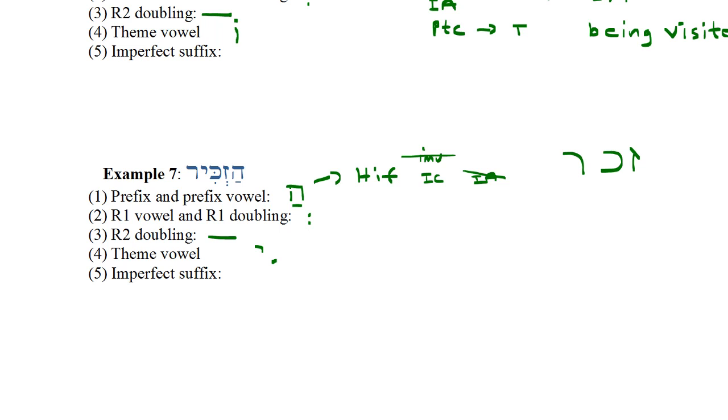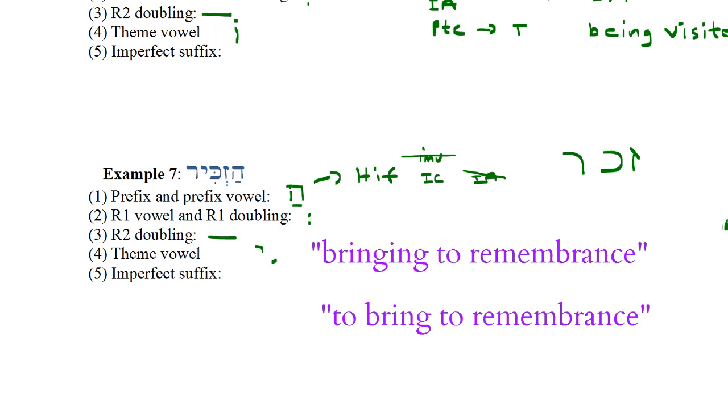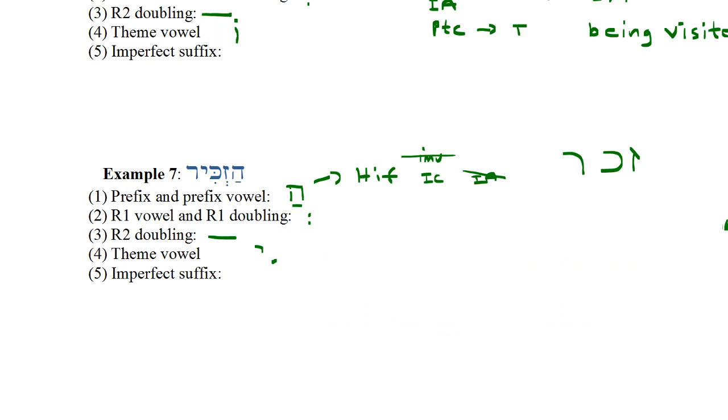Zakar in the kal is to remember. The hiphil would be cause to remember, or maybe bring to remembrance. Could be bringing to remembrance or to bring to remembrance. Either one. So bringing to remembrance or to bring to remembrance. Okay, so that's example 7. Those are our examples of the imperatives and the infinitives in the derived stems.